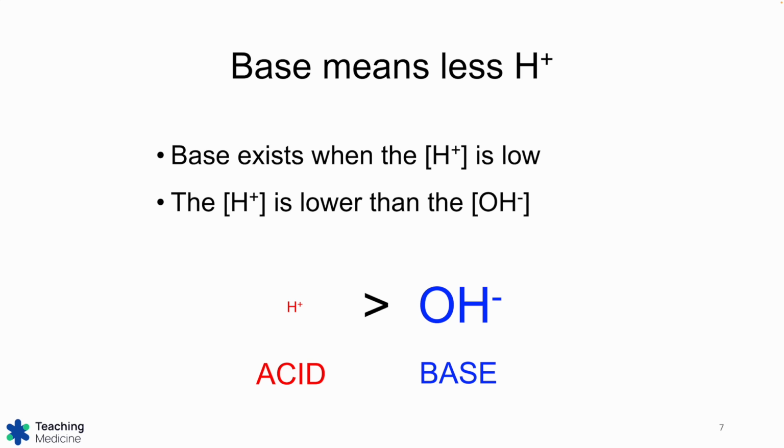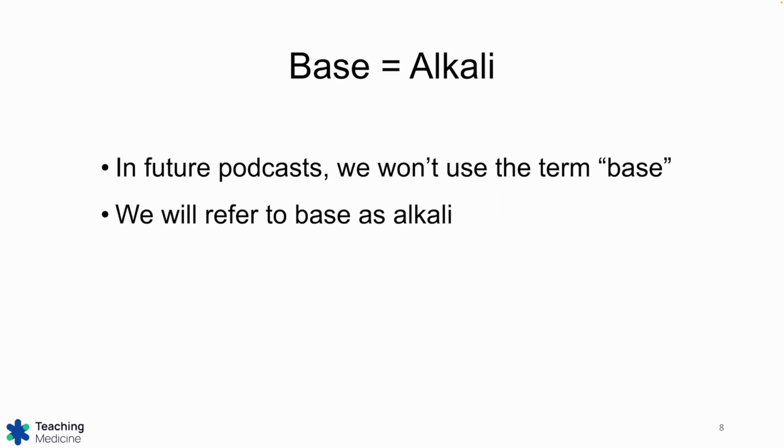And we can add chemicals or substances to a solution that will change the balance of hydrogen ions to hydroxyl ions. So you can add chemicals that will create an acid or will create a base.